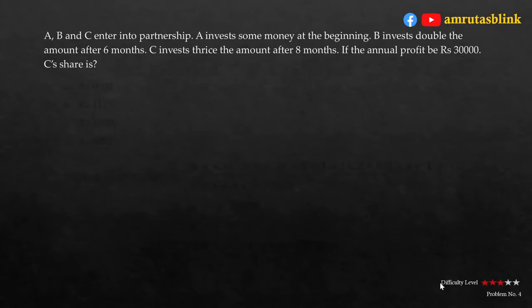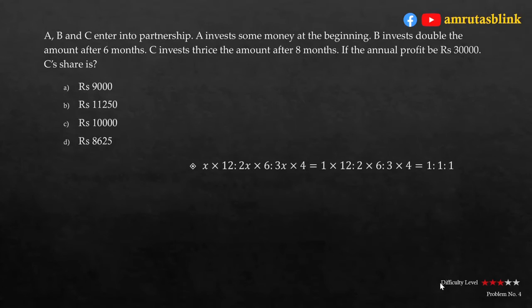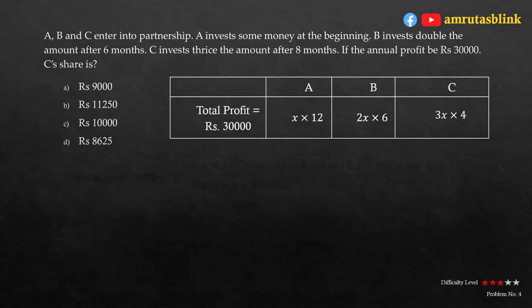A, B and C enter into a partnership. A invests some money at the beginning, B invests double the amount after 6 months and C invests thrice the amount after 8 months. If the annual profit is rupees 30,000, what is C's share? Rupees 9,000, rupees 11,250, rupees 10,000 or rupees 8,625.